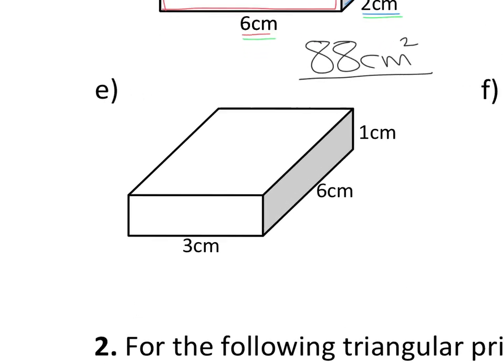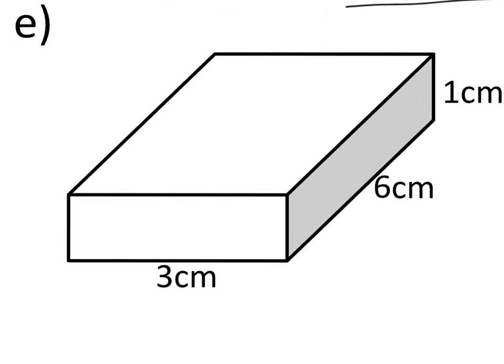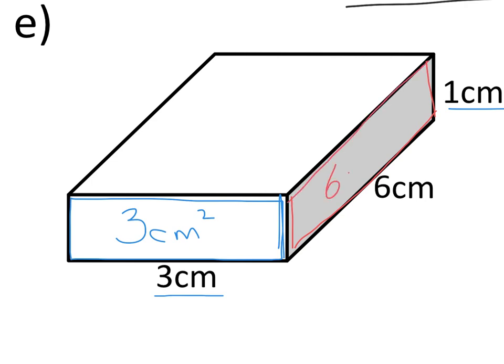So we've got another one. Let's do the face at the front again first of all. The one that I've just highlighted in blue. The bottom is 3 and this upright bit is going to be 1. So 3 times 1 is 3 centimeters squared. The bit at the side is going to be 6 times 1, which is 6 centimeters squared. And the bit at the top is going to be the 3 multiplied by the 6. 3 times 6 is 18.